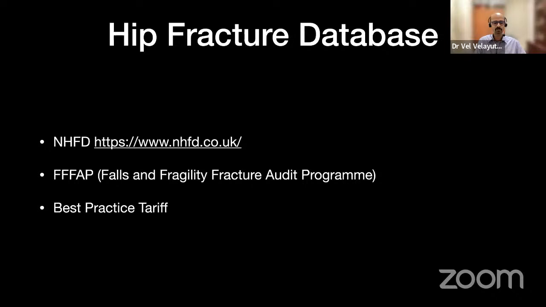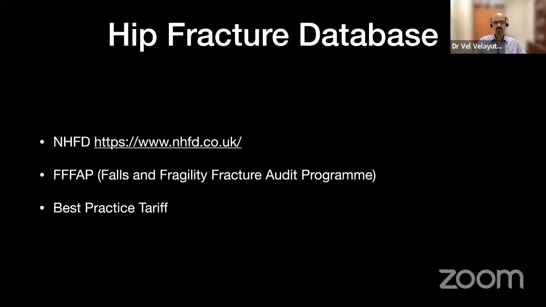And the audit program underneath, the falls and fragility fracture audit program, encompasses a fair amount of data in terms of ortho, geriatrics and so on. This is all packaged in what's called a best practice tariff. So if a patient comes through with a hip fracture, and it's treated in a timely manner, the hospital gets a better tariff for it. So there is an economic incentive apart from the clinical incentive.